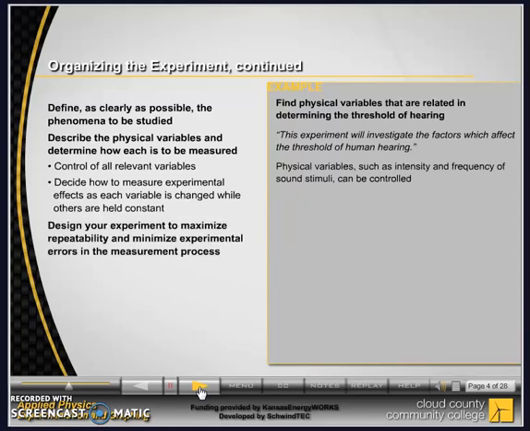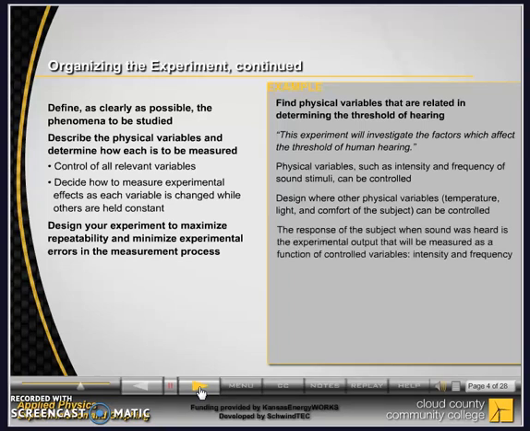Design your experiment to maximize repeatability and minimize experimental errors in the measurement process. In our sound experiment, this would mean designing an experiment where other physical variables such as temperature, light, and comfort of the subject can be controlled. The response of the subject when sound was heard is the experimental output that will be measured as a function of the controlled variables, intensity, and frequency of sound.